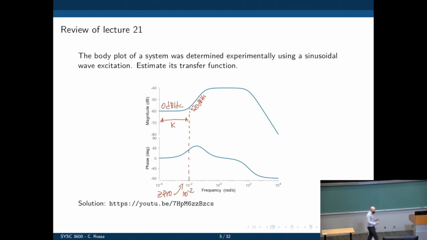And you can see now that the slope is constant, plus 20 decibels per decade, up to a new frequency that is about, this is an approximation of course, about 10 to the power of 0.